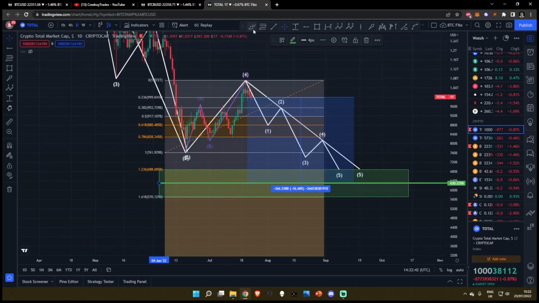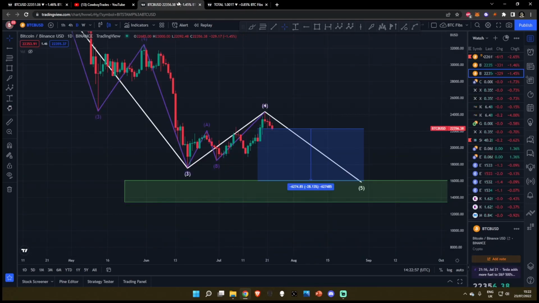Once again, not necessarily backed up by any TA, the heartline of this, but somewhere within this region, between the 1.236 and the 1.618, is what Elliott wave theory predicts for the total cryptocurrency market cap. So let's say the total cryptocurrency market cap could come down 37% to 630 billion. And let's say BTC USD would come down 28% and bottom at 16,000. I think that would be very, very conservative.